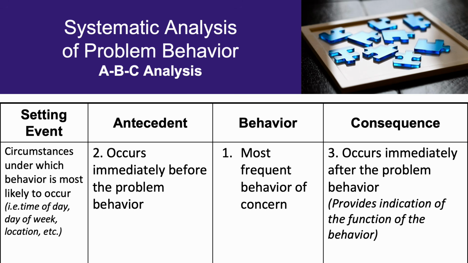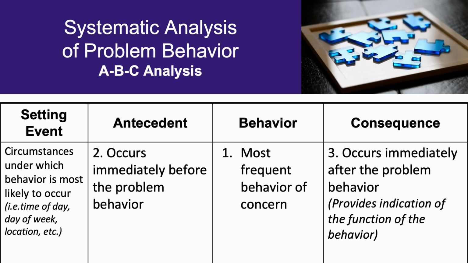Here are the 4 components of an ABC analysis. Beginning with the setting event, the observer describes the circumstances under which the behavior is most likely to occur. This can be the time of day or week, temperature, or location. The antecedent describes the event which occurs immediately before the problem behavior.